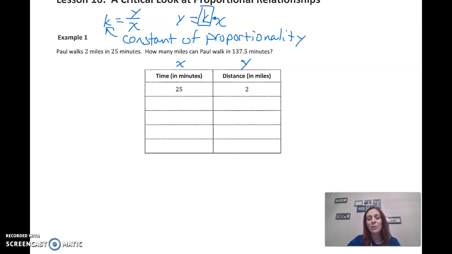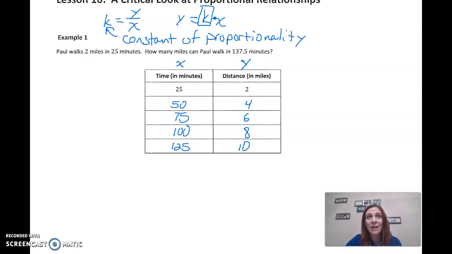So if I needed to fill out the rest of this table, there are a couple of different ways we could do it. Could we simply double everything? Sure. We can make this 50 and this 4. That was 25 times 2 and 2 times 2. We go 25 times 3 and get 75. If I'm going to multiply my x by 3, I have to multiply my y by 3 and get 6. 25 times 4 is 100, so 2 times 4 is 8. And let's just multiply by 5. 25 times 5 is 125, and 2 times 5 is 10.